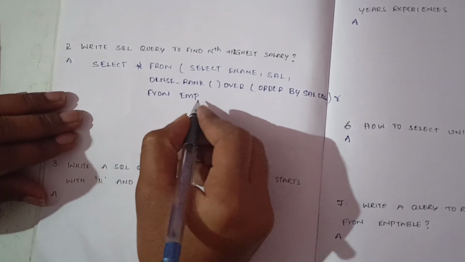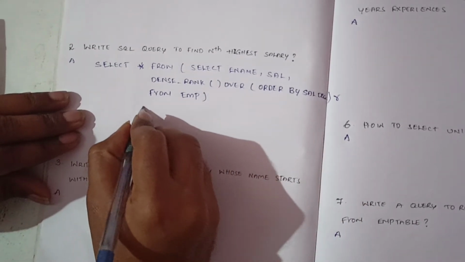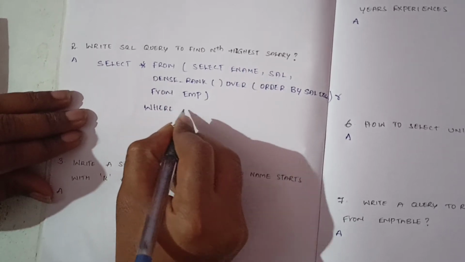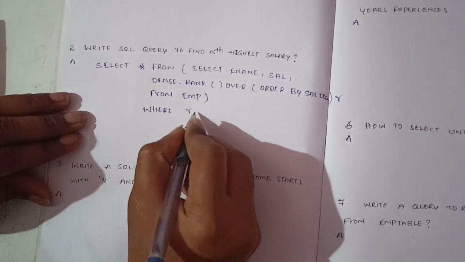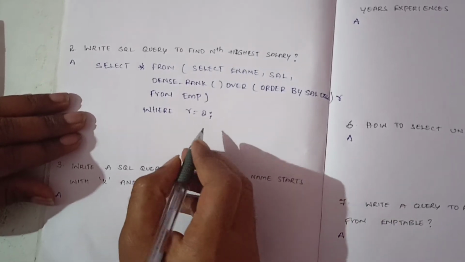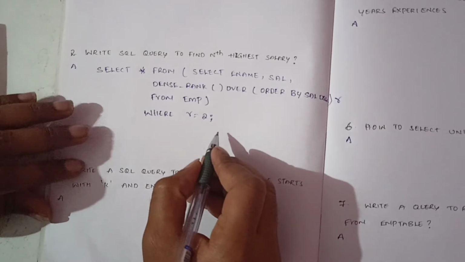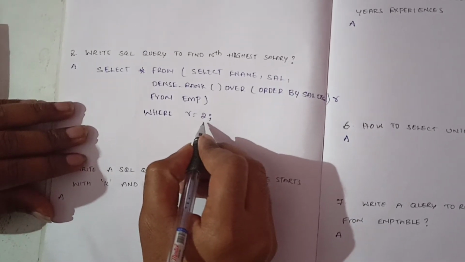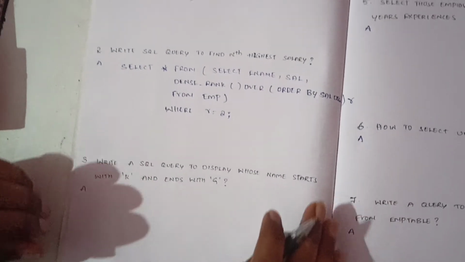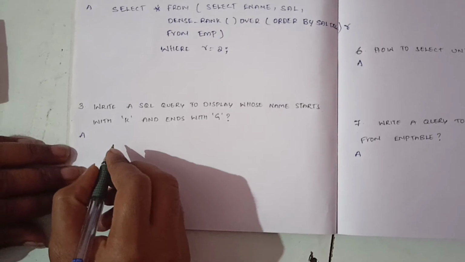Here employee is called the employee table, where R equal to 2. This will give the second highest salary in the employee table. If you want the first highest salary, in the place of 2 you can keep 1. We are going to see the third SQL interview question.